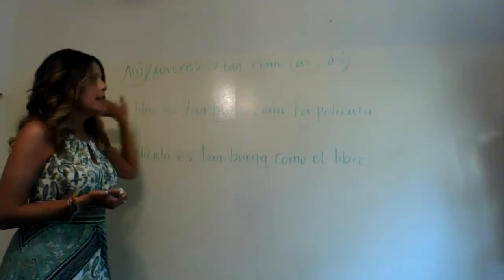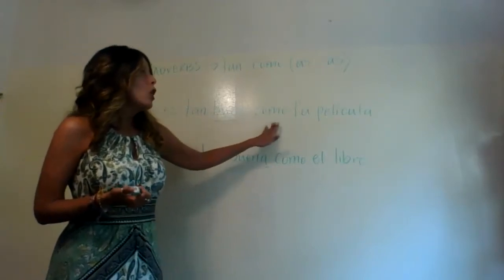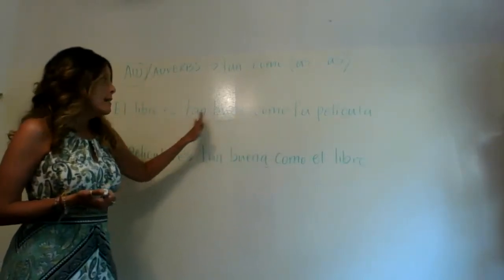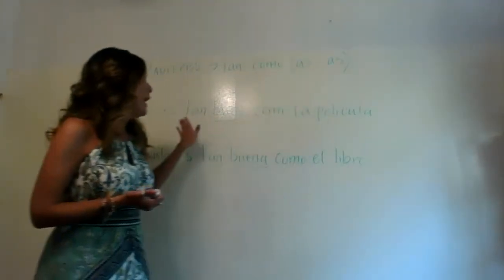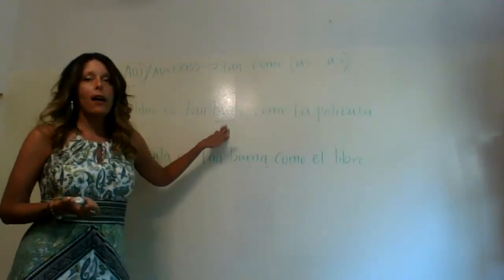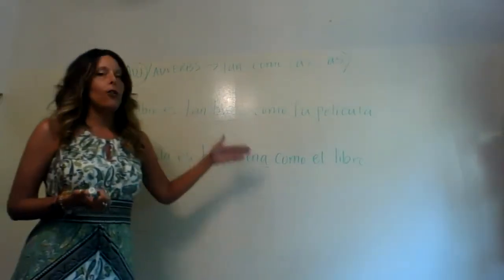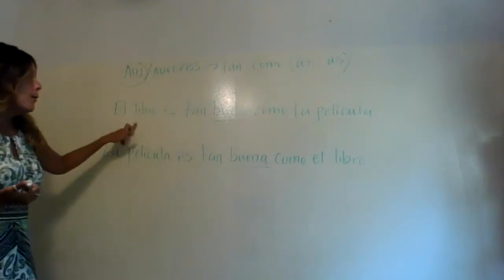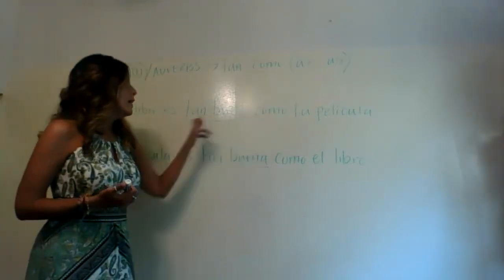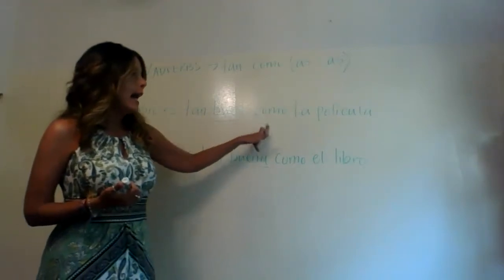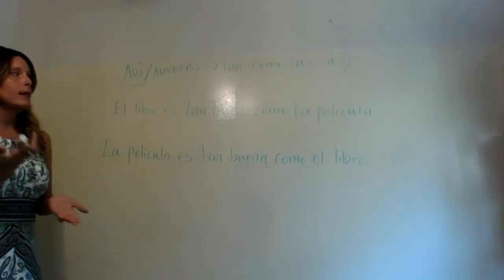So we have no idea what this sentence says yet because we're not looking at it yet, but with this tan, bueno, como, we know that it means as good as, because it says as, dot, dot, dot, as. So as good as, remember that this is an adjective, good. So we have el libro es tan bueno como la película. El libro, the book, is tan bueno como, as good as la película, the movie. The book is as good as the movie.